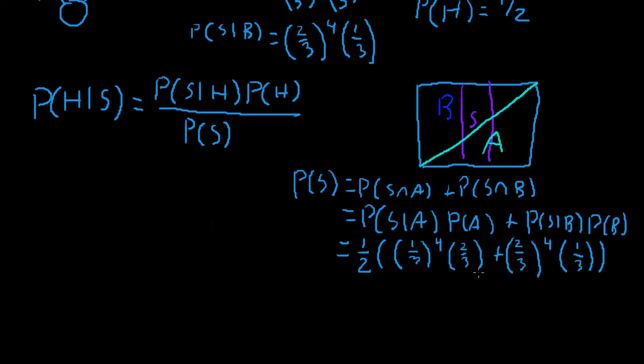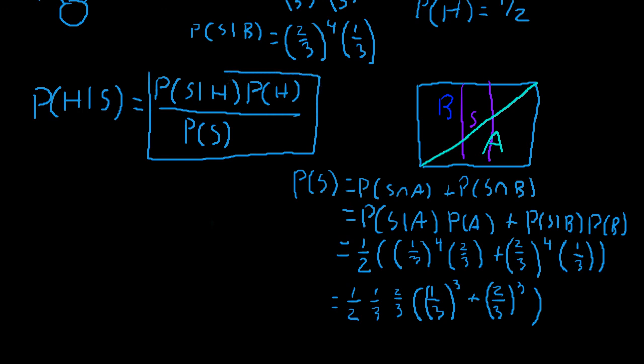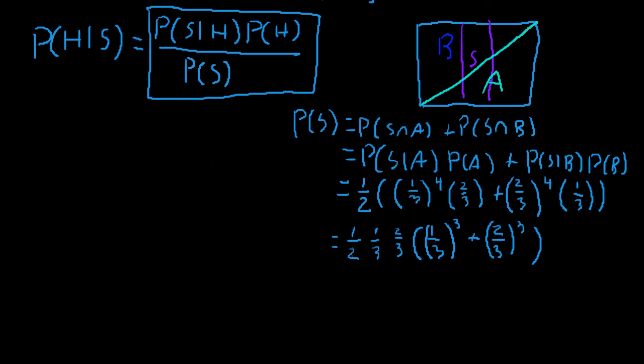So let's factor out a little more. Each of these has 1/3 and 2/3. So we have a half times 1/3 times 2/3. And then in here we have 1/3 cubed, right? Because we took a 2/3 and a 1/3 out of here. And then we took a 2/3 and a 1/3 out of here. And we get 2/3 cubed. So now we're just doing some algebra so that we can complete this Bayes' rule expression up here. And we'll simplify in a minute.